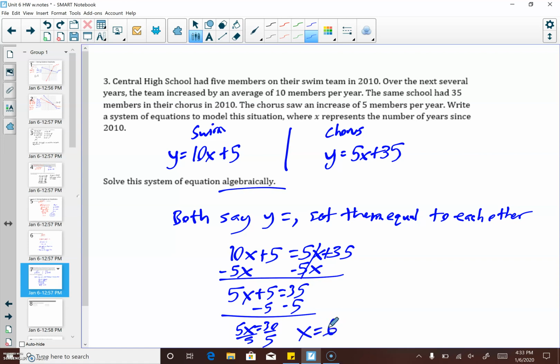Now remember, systems always have two answers, and it's up to you to figure out which equation you want to plug back into. Because this is fairly simple, and they're both in y equals form, I'm just going to take the first one. So 10x plus 5, so 10 times 6 is 60, plus 5 is 65. Therefore the answer to this system is (6, 65).